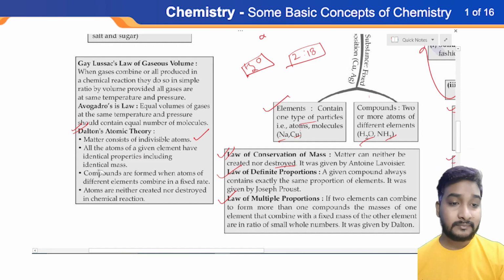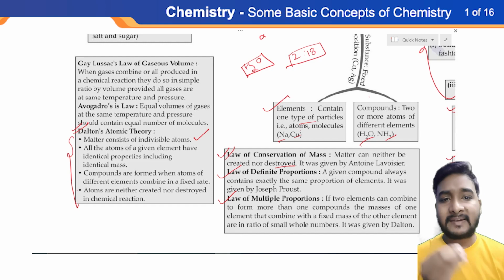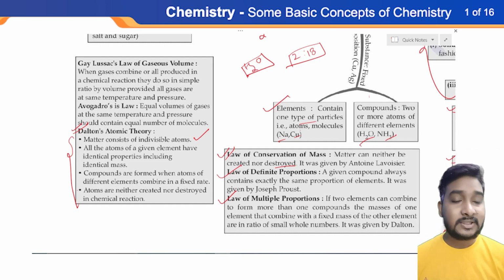This is again a very common point. Compounds are formed when atoms of different elements combine in a fixed ratio. It is again a simple thing. Atoms are neither created nor destroyed in a chemical reaction. It is also a simple thing. Okay, so all these 4 points are given by Dalton to explain that every matter is made by very tiny, very small, invisible, indivisible particles, which are called atoms.